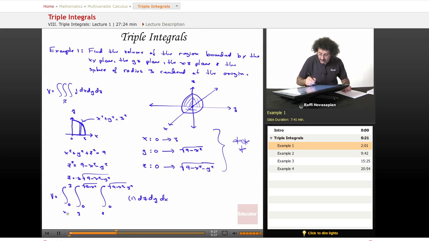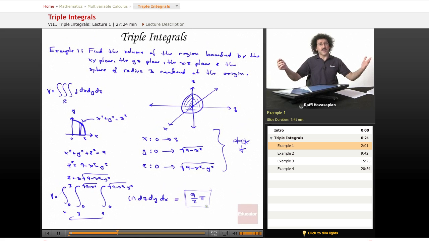Inner to outer, zyx. We're integrating in that direction. Well, when you put this into your software, you get 9 halves pi. That's it. That's the volume of that region.